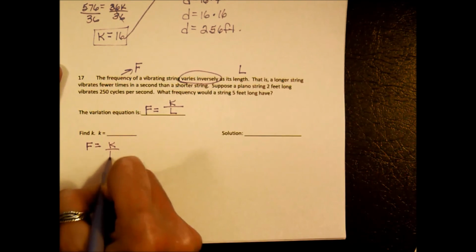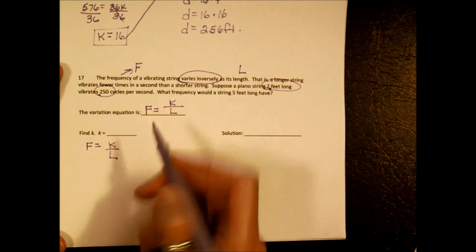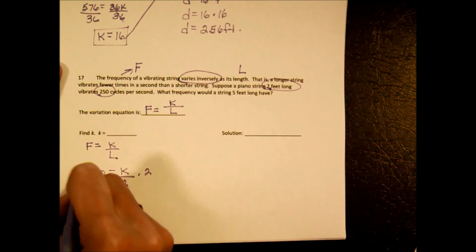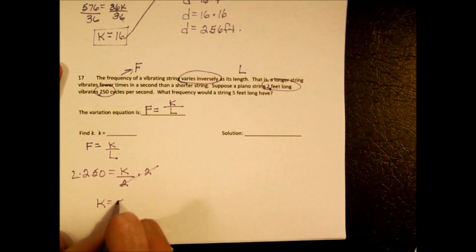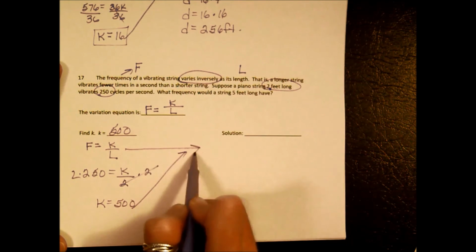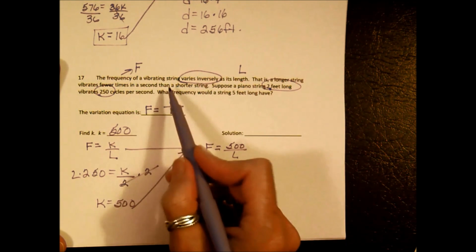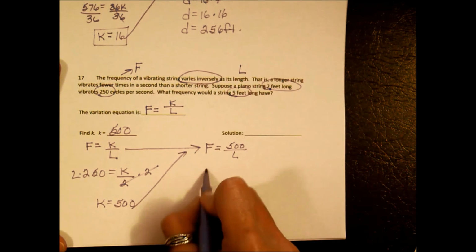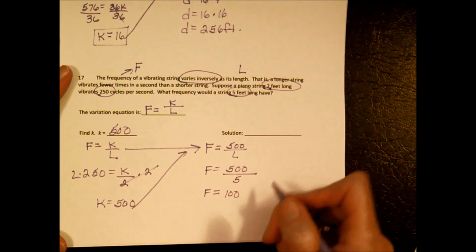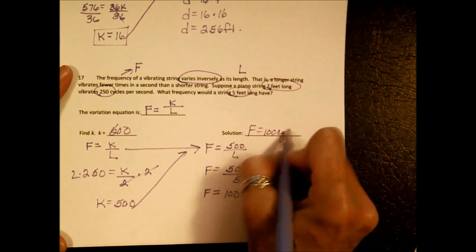It says, suppose a piano string 2 feet long, so that's the length, vibrates 250 cycles per second. So 250 equals k over 2. To get rid of that fraction, I multiply both sides by 2, and I get k equals 500. So I found the first thing that I needed. I bring this up, I bring this over, I write it again, but I use the k that we found. And now I fill in the next piece. What frequency would a string 5 feet long have? So F equals 500 divided by 5, where the frequency would be 100 cycles per second. So frequency is 100 cycles per second. Same exact process.